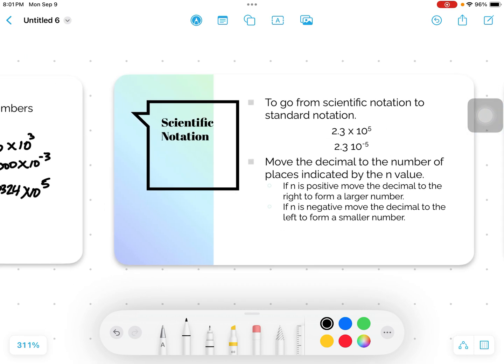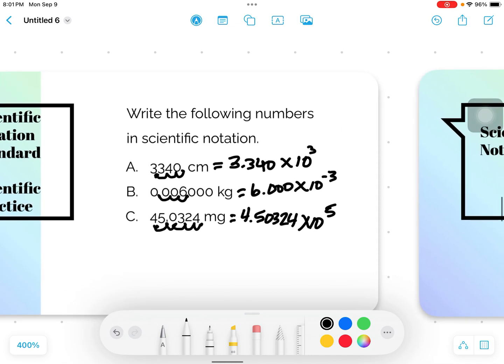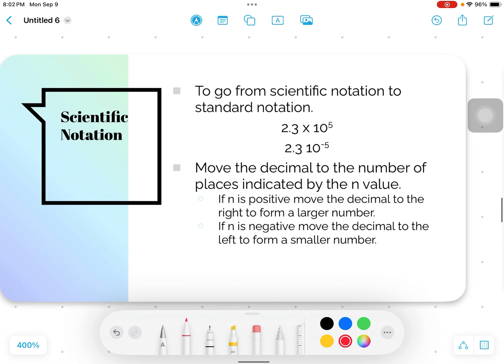So that was going from what we called standard form to scientific notation. Now we're going to go the opposite way. I'm going to give you scientific notation, and we have to go backwards into standard form, also known as standard notation. So move the decimal place the number of places indicated by the n value. If the n is positive, move the decimal to the right to form a larger number. If the n is negative, move the decimal to the left to form a smaller number.